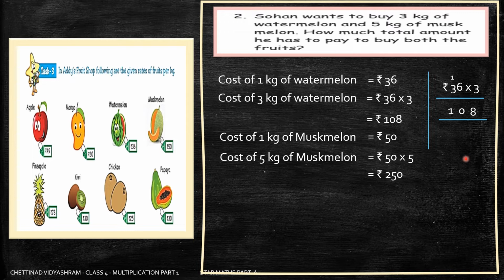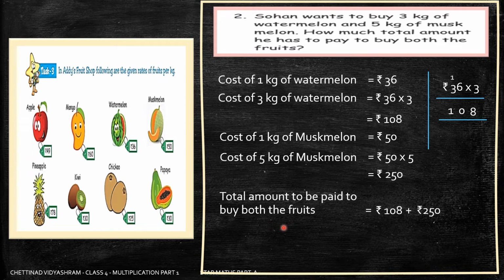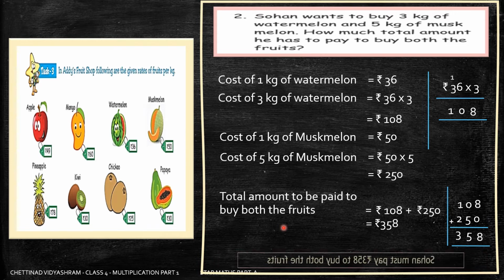Now we found the cost of 3 kg of watermelon and the cost of 5 kg of muskmelon. Now we have to find the total amount he has to pay to buy both the fruits. Total amount to be paid to buy both the fruits is equal to rupees 108 plus rupees 250. Okay, let us add it. When you add it, 8 plus 0 is 8, 0 plus 5 is 5, 1 plus 2 is 3, 358. So Sohan has to pay rupees 358 to buy both the fruits.